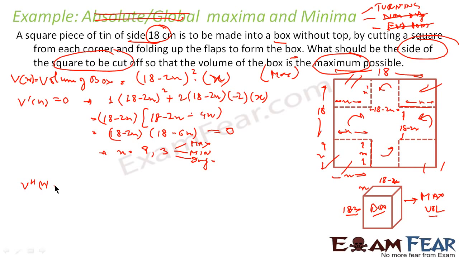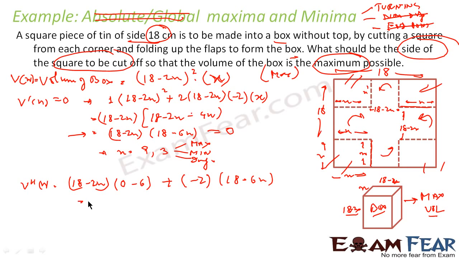So v double dash x, if my v dash x is this guy, let's take this guy constant and differentiate this guy. If I take 18 minus 2x as constant, and differentiate this guy, 18 becomes 0, minus 6x becomes 6, right? Plus, now differentiate this guy this time, 18 becomes 0, minus 2x becomes minus 2, and keep this guy constant, 18 minus 6x. So this is the value actually.